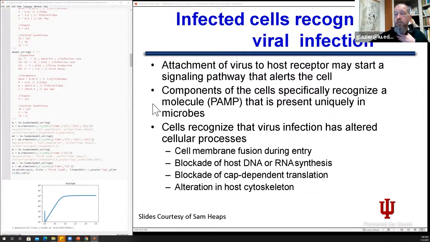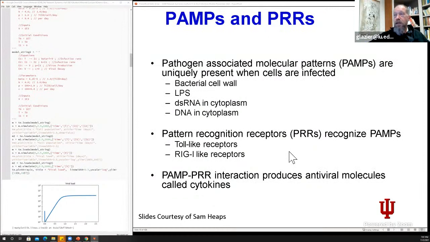Sometimes they will try to block the viral entry. So they'll actually try to block the membrane from pulling the virus in. Sometimes they will block DNA or RNA synthesis within the cell. And sometimes they'll change the infected cell cytoskeleton to try to impair the infection. That's often the case with bacteria and with fungal infection, to try to fight the bacteria, the fungus. So there are a whole variety of responses that can happen in response to infection. And there are also a variety of chemical signals that signal that there's an infection.